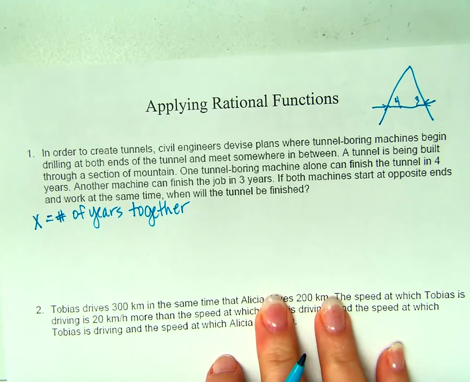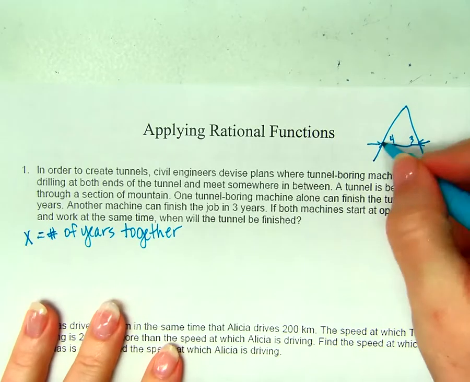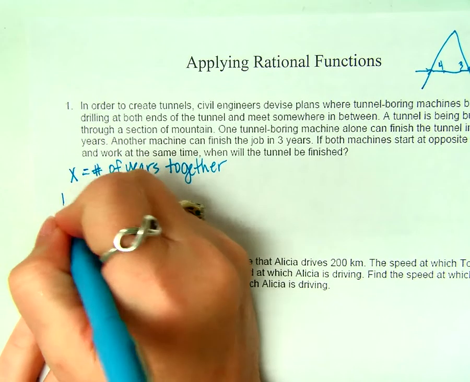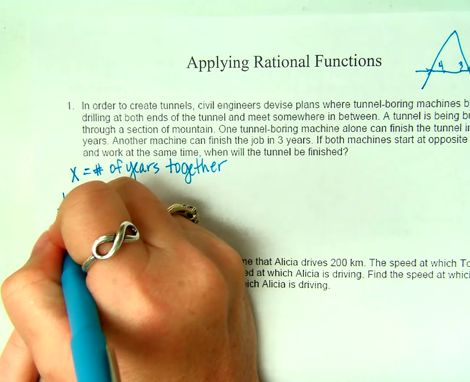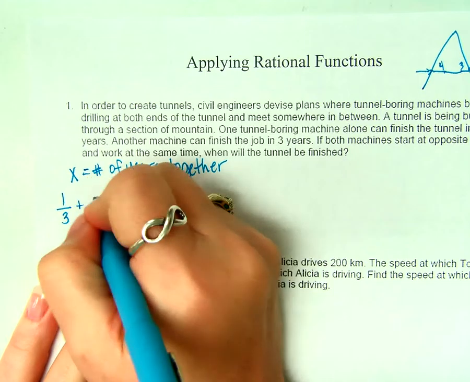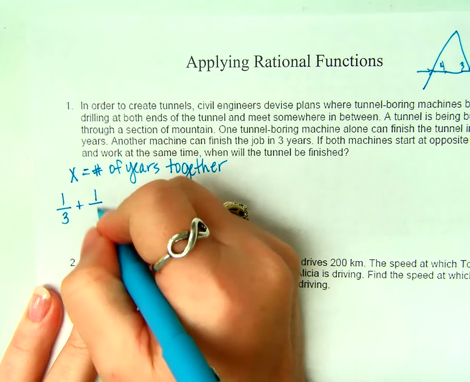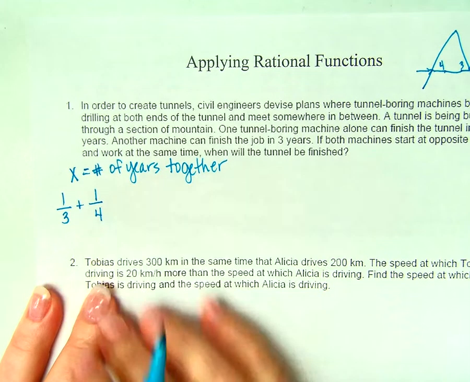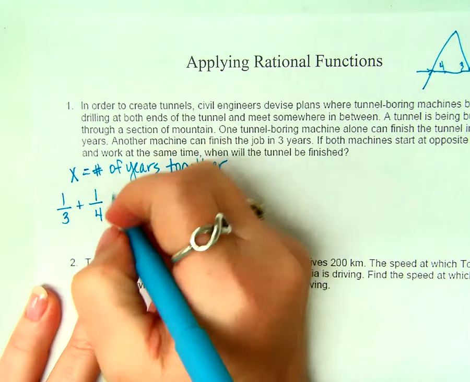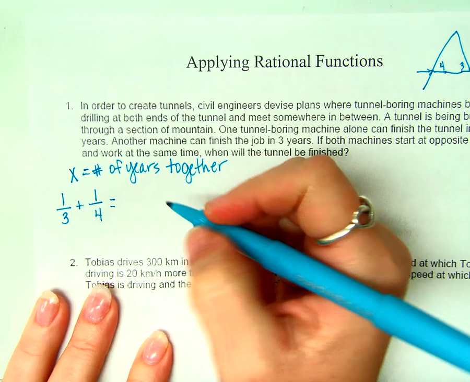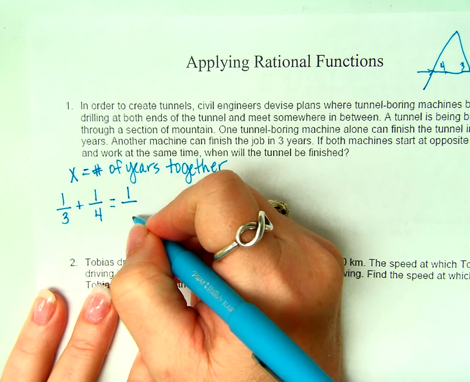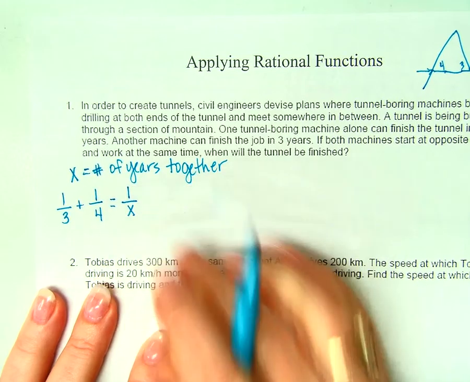So we have one job, correct? Our one job is to tunnel all the way through the mountain. So is it logical that one job would take one machine 3 years? And one job, if the other one is working, is one job in 4 years, right? But we're trying to figure out how long it takes them together. So what should that equal? That one job over X. Perfect.